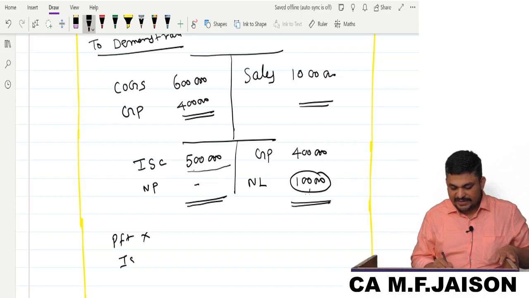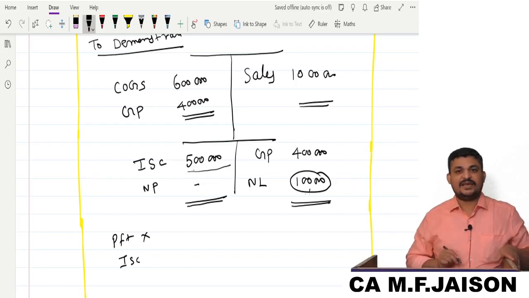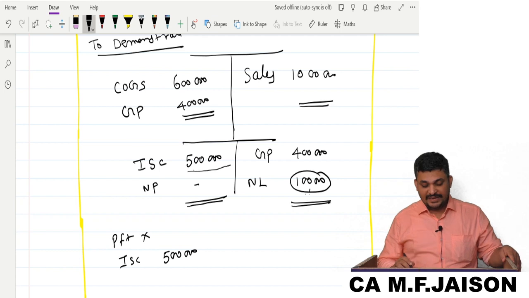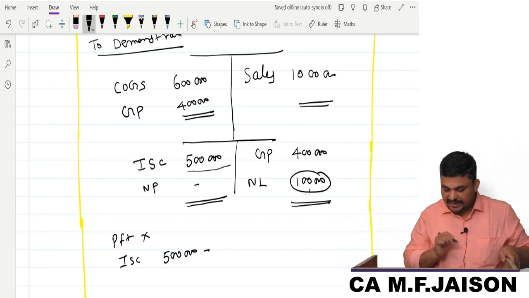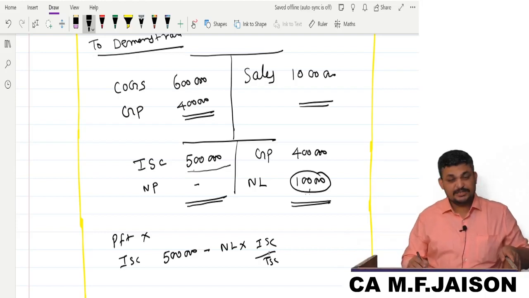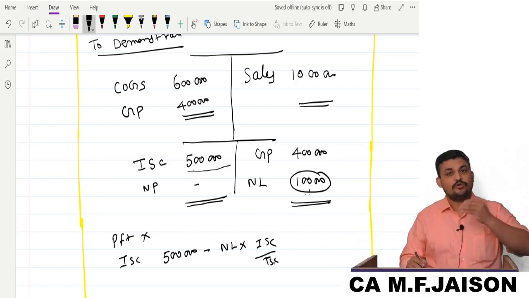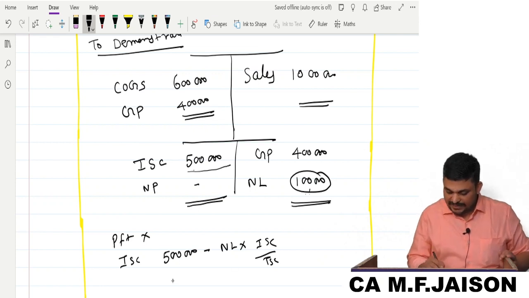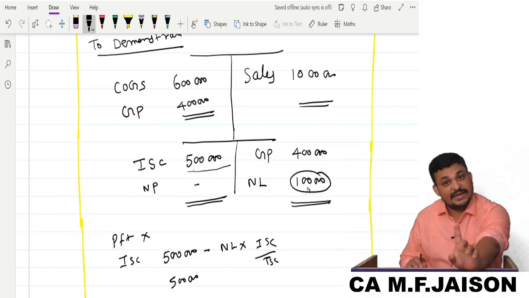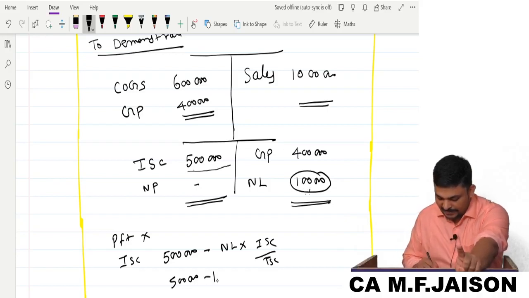But insured standing charges is there. Correct? The insured standing charges I will compensate you to the extent of 5 lakhs minus how much? Net loss into insured standing charges divided by total standing charges. In other words, in this particular example, insured standing charges and total standing charges remain the same. So I will be deducting the deficit of 1 lakh. That is what I am deducting.